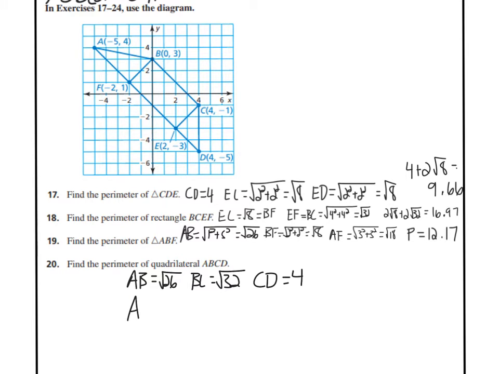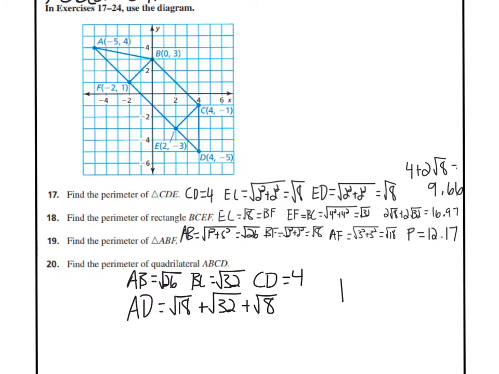And then I need AD, and AD has AF in it, which we see from number 19 is square root of 18. It has EF in it, which we found was square root of 32. And it has ED in it, which from number 17 we found was the square root of 8. So I have to add all of those together.